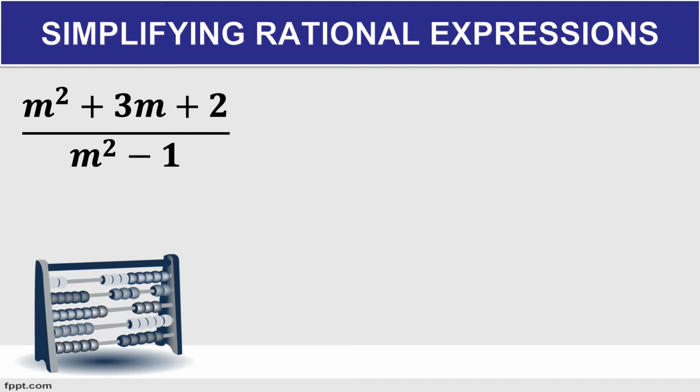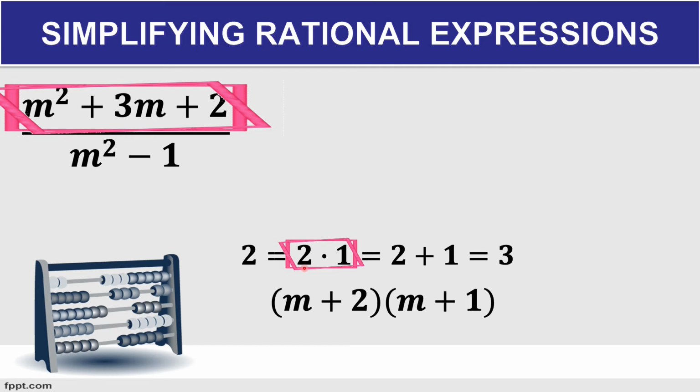Another example. M squared plus 3m plus 2 over m squared minus 1. So, napansin natin na ang numerator natin ay trinomial. So, kailangan natin gamitin ang factoring general trinomial. So, kailangan kuhanin muna natin yung factors ng last term natin, which is 2, na ang sum nila ay positive 3. So, 2 times 1, that is 2 plus 1 is 3. So, therefore, ang factors natin is 2 times 1. So, ang factor natin sa ating numerator is m plus 2 times the quantity m plus 1.